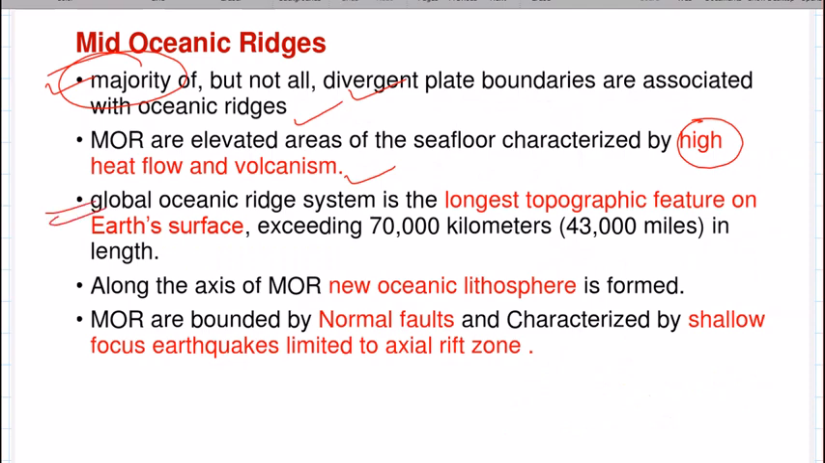Now, the global oceanic ridge system is the longest topographic feature on the Earth's surface. Okay, very factual question. It is almost 70,000 kilometers in length. So this question can be asked in your examination, be it CSIR, GATE, or UPSC. And along the axis of MOR, new oceanic lithosphere is formed.